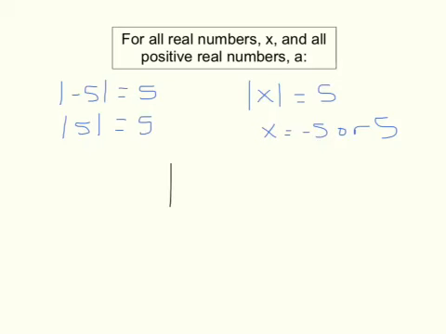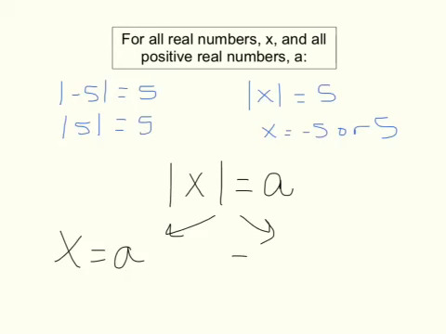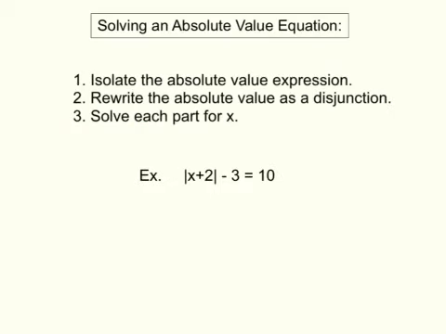So then we would say that if we have the absolute value of x equals a, where x is all real numbers and a is all positive real numbers, because the absolute value of something is always positive, then we can split this up into saying that x equals a and the negative of x equals a, because 5 and -5 both gave me the same a. So let's use that to solve an absolute value equation.